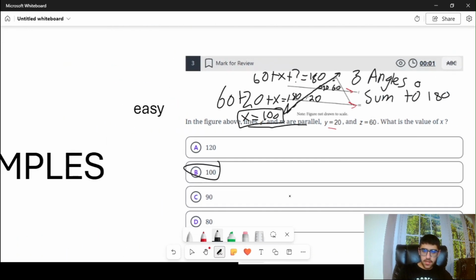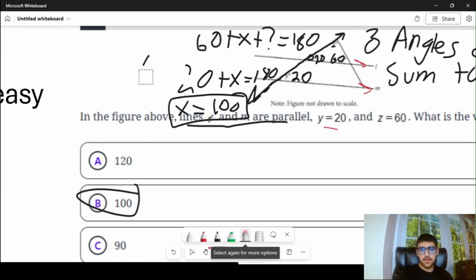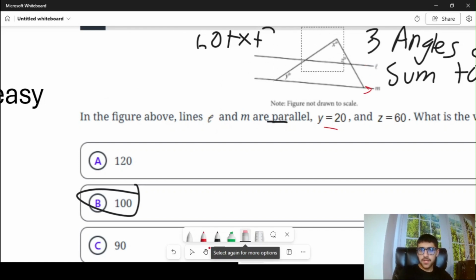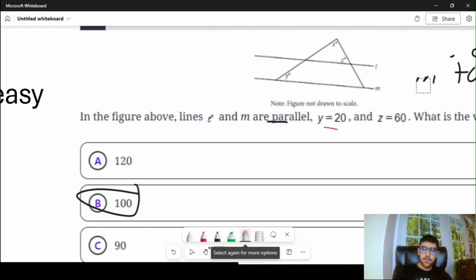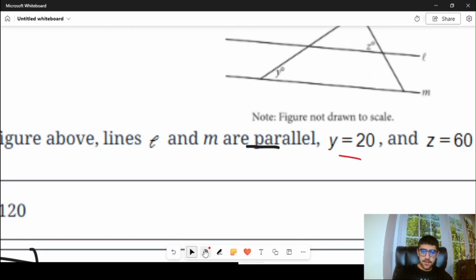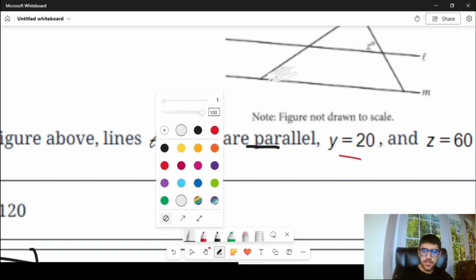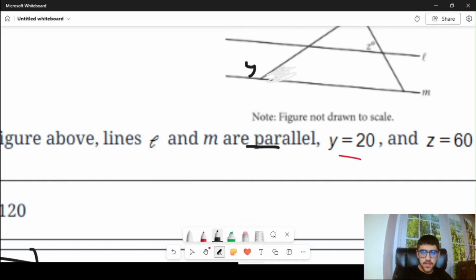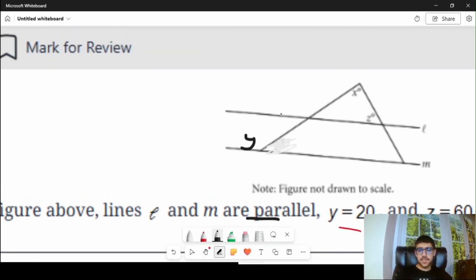So I just want to show another what-if example. Let's say you had all of that, but instead of y being right here, let's say y wasn't here, and they gave me y over here. What I could have done was basically, it's still corresponding, it's still two parallels and a transversal. I could have said, okay, y is equal to this angle right here. And then from there, I can realize that it's a straight line, so they're supplementary.